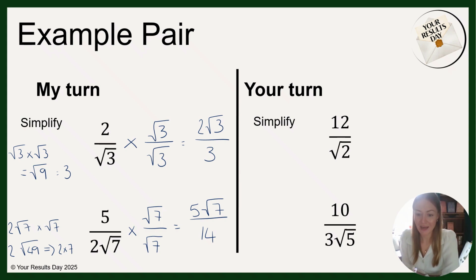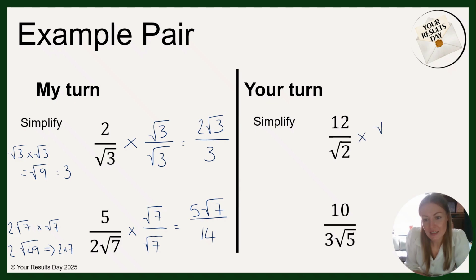Here's 2 for you to have a go at. You know the drill. Pause the video, hit play when you're ready. We're going to multiply this by root 2 over root 2, which is 12 root 2. And root 2 times root 2 is just 2.